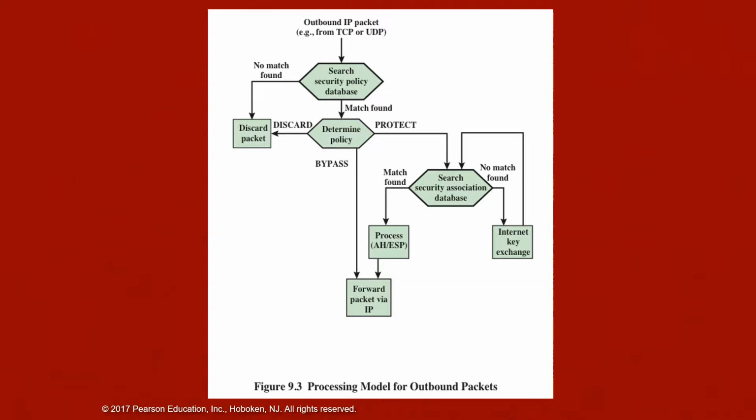4. If the policy is protect, then a search is made of the SAD for a matching entry. If no entry is found, then IKE is invoked to create an SA with the appropriate keys, and an entry is made in the SAD. 5. The matching entry in the SAD determines the processing for this packet. Either encryption, authentication, or both can be performed, and either transport or tunnel mode can be used. The packet is then forwarded to the network for transmission.